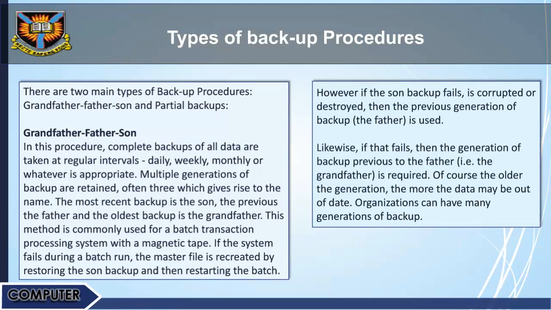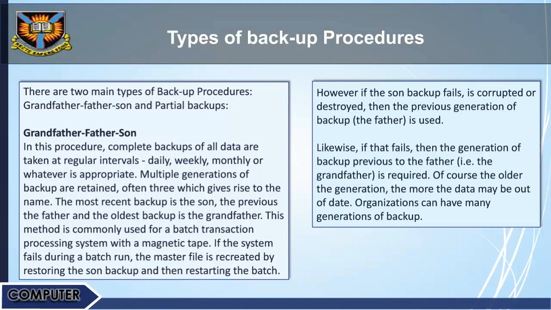Types of backup procedures. There are two main types of backup procedures: grandfather-father-son, and partial backups. Grandfather, father, son. In this procedure, complete backups of all data are taken at regular intervals, daily, weekly, monthly, or whatever is appropriate. Multiple generations of backup are retained, often three, which gives rise to the name. The most recent backup is the son, the previous, the father, and the oldest backup is the grandfather. This method is commonly used for a batch transaction processing system with a magnetic tape.